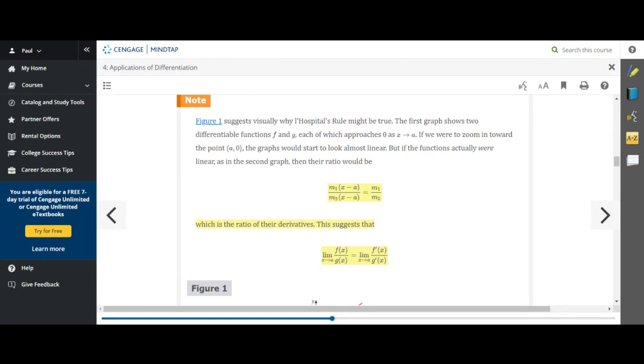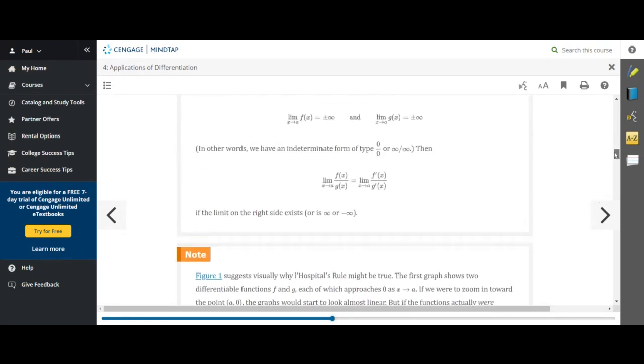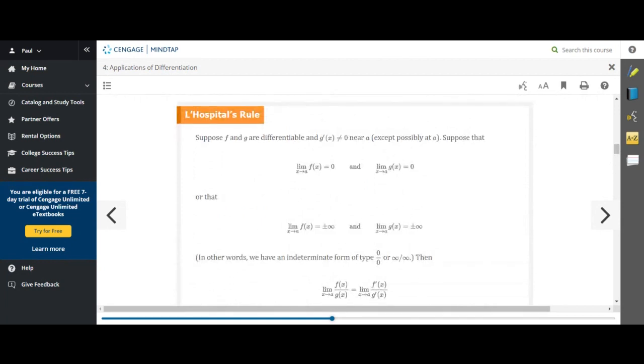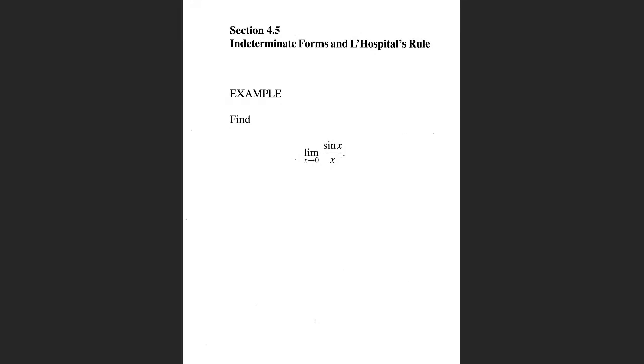Okay, so now with L'Hopital's rule in hand, let me just bring up the rule. There it is. And now we're going to use it to help us find some limits. So on that note, let me bring up some notes. And let's take a look, first of all, at that famous example. Let me give you a moment to copy it down.